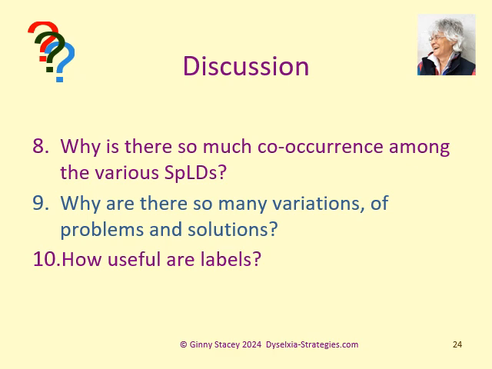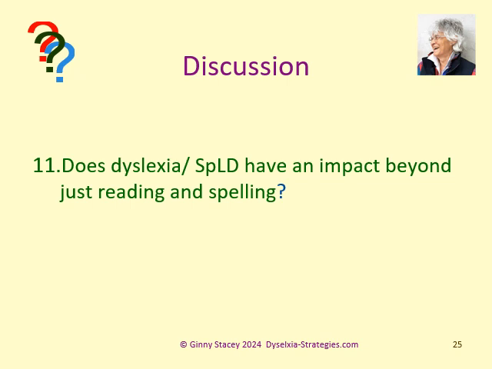But from this point of view, of this hypothesis, both the co-occurrence and the variations within one label are not surprising. So dyslexia-SpLD are about the way your brain and mind think about something. We only have one brain, one mind. So every time we are doing something, we are using this. And the way in which we approach something, it's not just about reading and spelling. It's about everything in life.